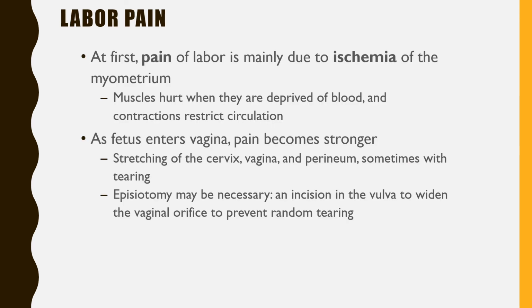In terms of the pain of labor, mainly due to ischemia of the myometrium. So again, as I said, when muscle contracts, it can compress blood vessels, and that can reduce flow to those organs. And so you can get a little bit of ischemia, and ischemia can induce nerve fibers to sense pain. So muscles hurt, for example, when they're deprived of blood. Contractions can restrict that circulation. So this can be some of that pain.